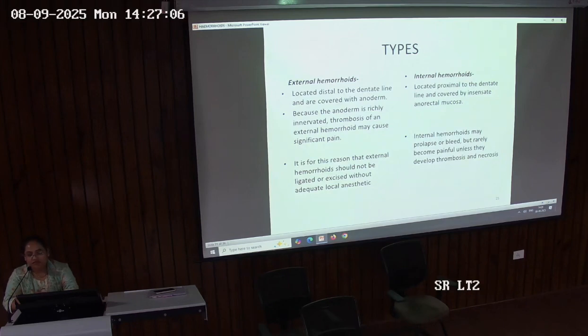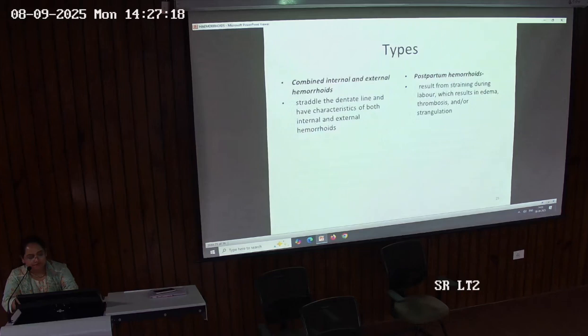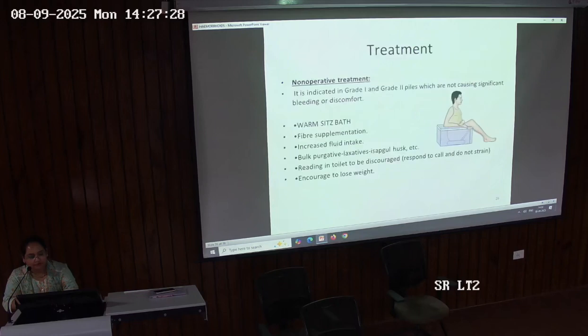That's why in internal hemorrhoids, pain is not a feature. For this reason, the external hemorrhoid should not be ligated or excised without adequate local anesthesia. There may be combined internal and external hemorrhoids associated with external anal tags or fistula, and also the postpartum hemorrhoids.